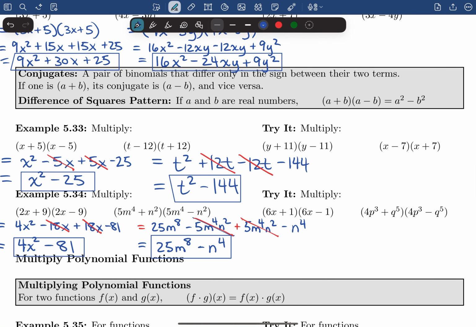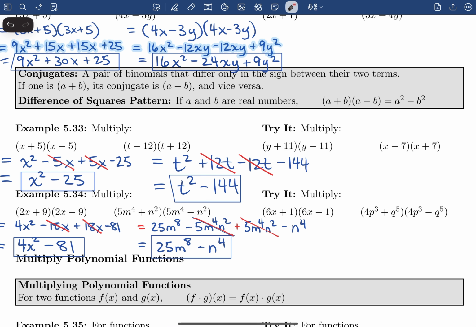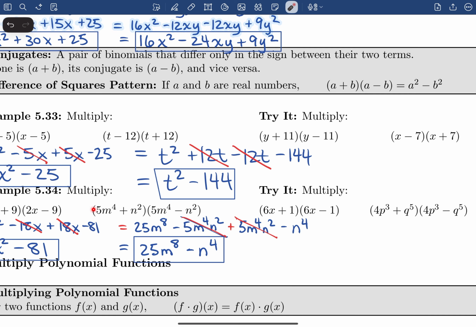And if I wanted to, once again, I'm just going to zoom in on this. We can just take this value and square it, right? 5 squared is 25, and m to the fourth squared is m to the eighth, and then subtract b squared, the second term squared. So n squared squared is n to the fourth.